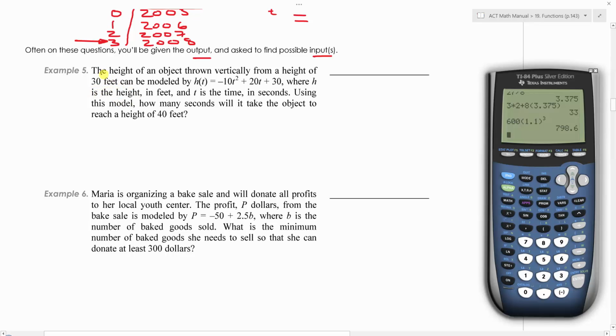Number 5, example 5, the height of an object thrown vertically from a height of 30 feet can be modeled by h of t equals -10t squared plus 20t plus 30, where h is the height in feet and t is the time in seconds. Using this model, how many seconds will it take the object to reach a height of 40 feet? So seconds to reach height of 40 feet. So that's what they are asking here.